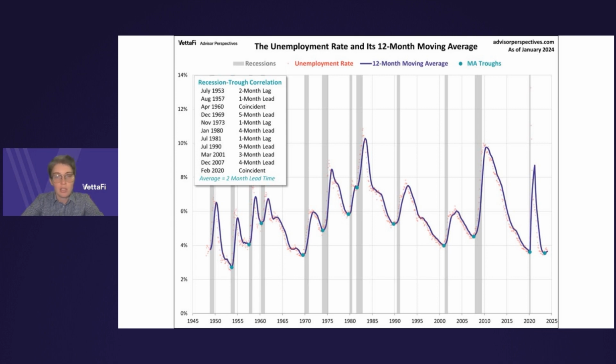So that was 7 months ago, well above the average 2-month lead time. Only one recession has had a longer lead time, which was the 1990 recession, where the trough led the recession start by 9 months. No recession has been called yet, but based on this indicator, I don't think we're out of the woods just yet.